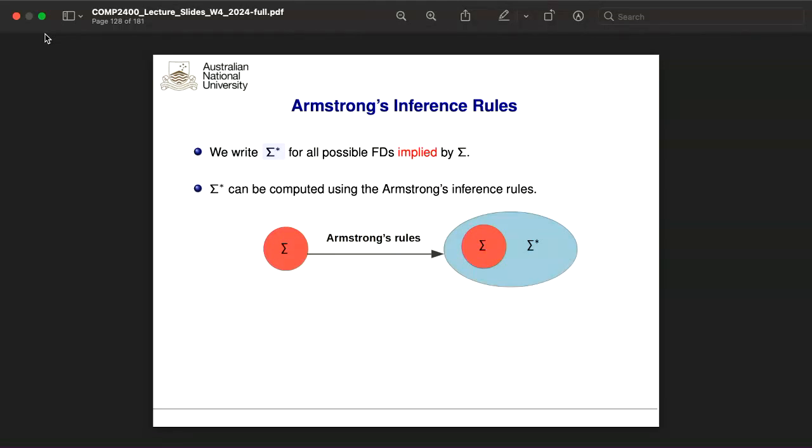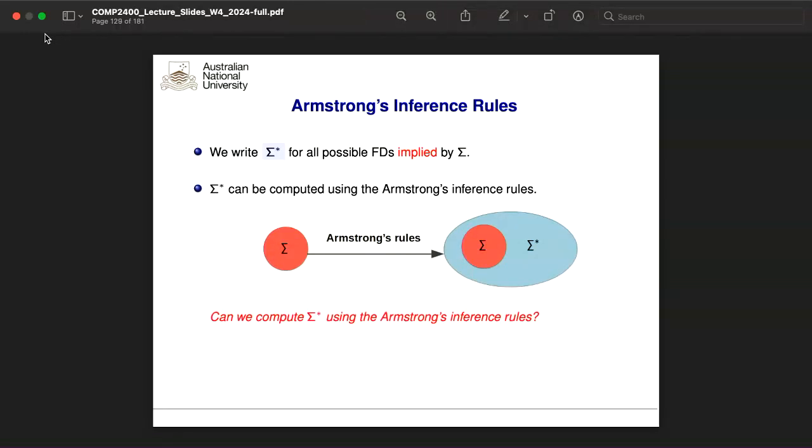So if we look at the picture here, quite often we start with some functional dependencies. By applying the Armstrong inference rules, we can expand it, because the inference rules tell us all other implied functional dependencies, and they are all correct. So you can see here, if we have sigma, a set of functional dependencies, by applying Armstrong rules, we get a closure set of all implied functional dependencies.